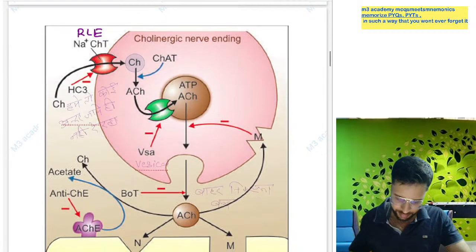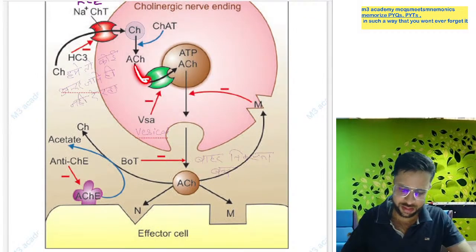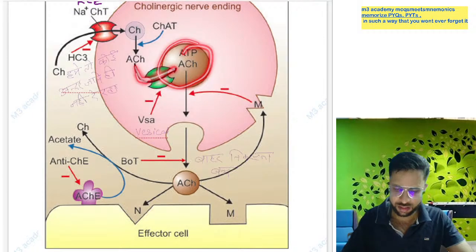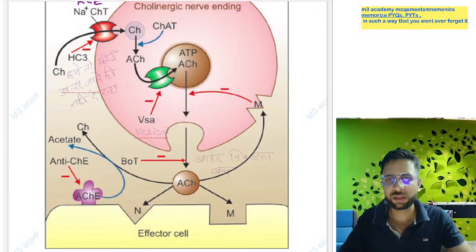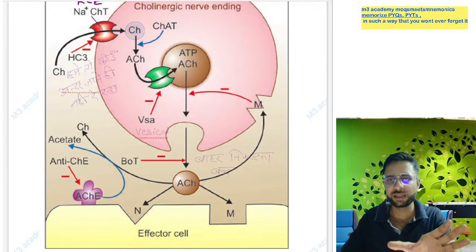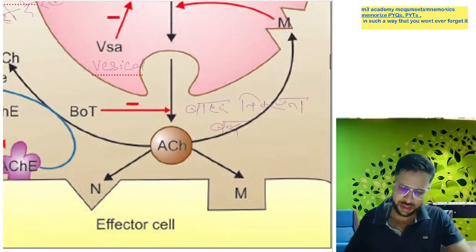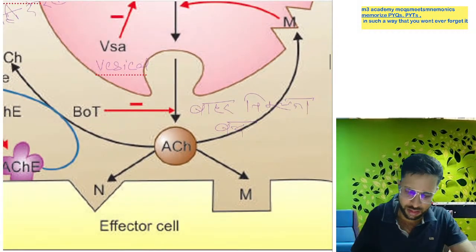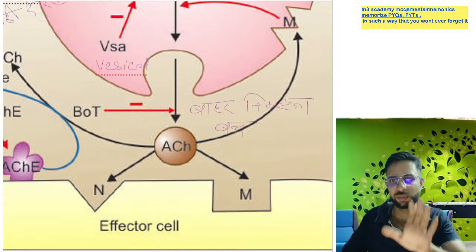Now, next, after synthesis, acetylcholine is taken up into the vesicles, and this vesicle uptake is inhibited by vesamicol. As the name suggests, vesicle, vesamicol. So vesicle uptake is inhibited by vesamicol. Now, release of the neurotransmitter is inhibited by botulinum. So botulinum blocks the release.